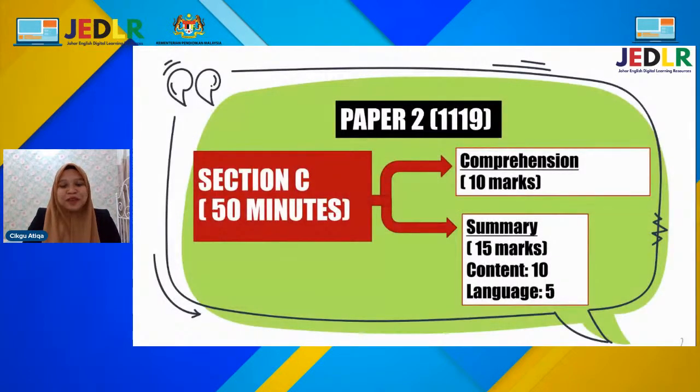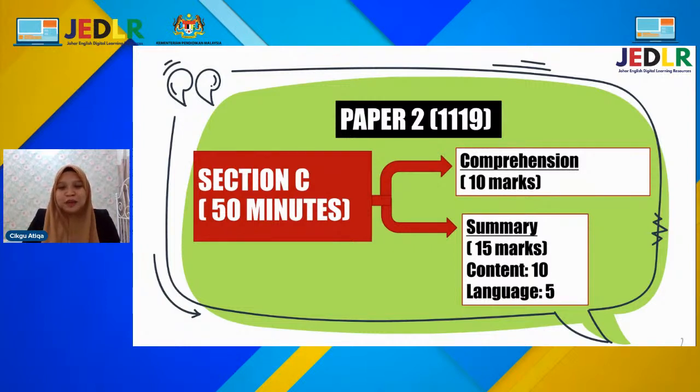Right. Before I go any further, in Paper 2 1119, it is important to remember that for Section C, you are allocated only 50 minutes to complete all the tasks that are expected of you. They consist of comprehension, pemahaman, which is 10 marks, and also summary writing, which is 15 marks. For summary writing, the content will be 10 marks and the language will be 5 marks.